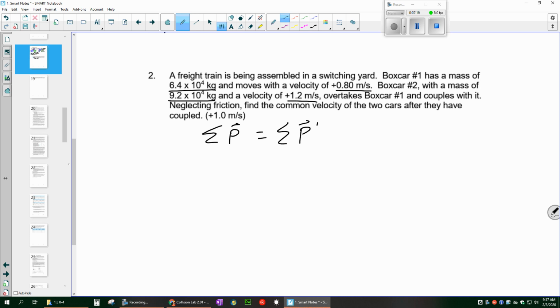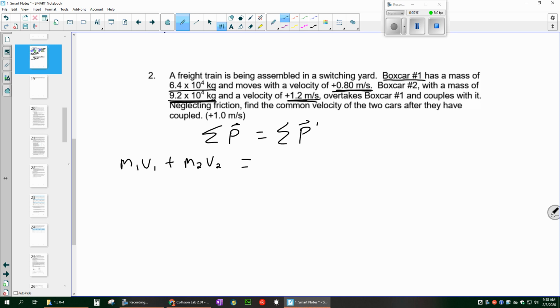Okay, so momentums before, right? We had Boxcar 1, we had that mass, and they gave us a velocity. And we had Boxcar 2 with that mass and that velocity, right? So that was both before. So I can just put those in. So I'll say it's M1 V1 plus M2 V2. This is the momentum of Boxcar 1 and Boxcar 2.